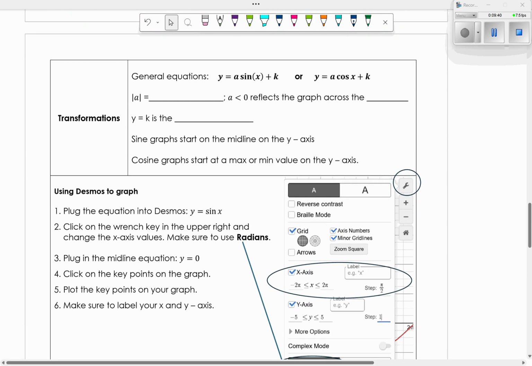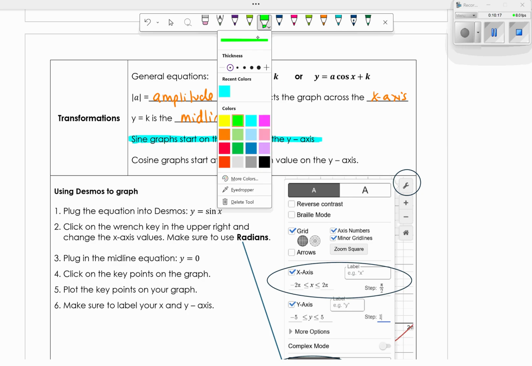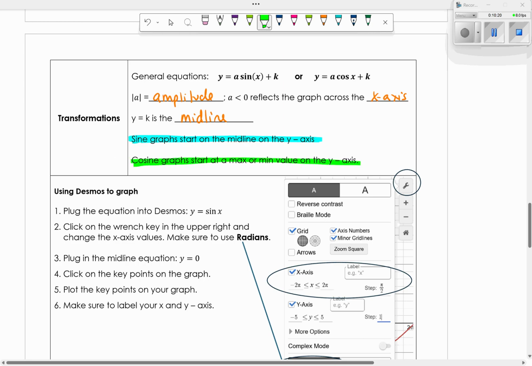So the general equation for sine or cosine is a times the sine of x plus k. Notice that k is not inside the angle here, so if it doesn't have parentheses, it's on the outside. With this, the absolute value of a is the amplitude. If a is less than 0, it reflects the graph across the x-axis, and y equals k is the midline. Sine graphs start on the midline on the y-axis, which is important. So sine starts on the midline on the y-axis, and the cosine graph starts at the max or min value on the y-axis.